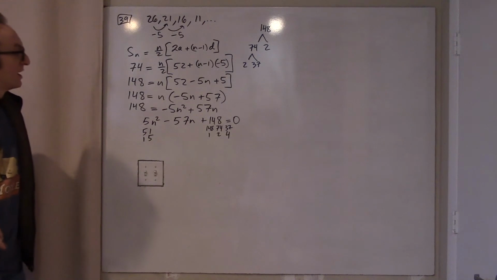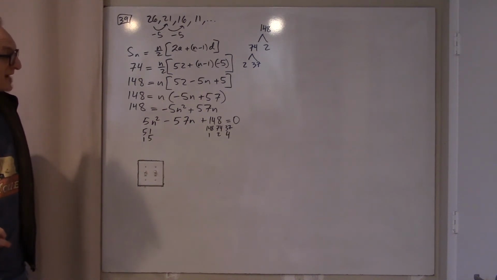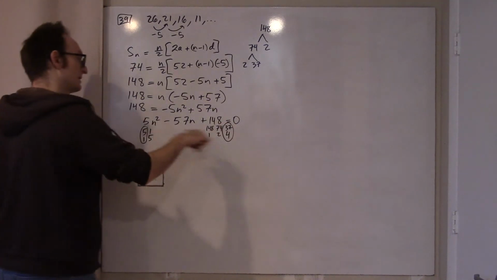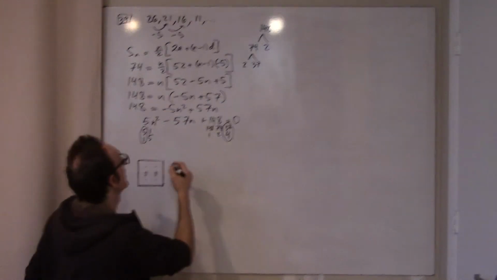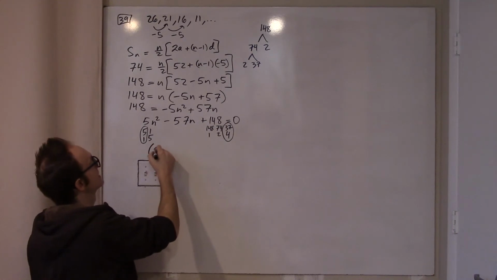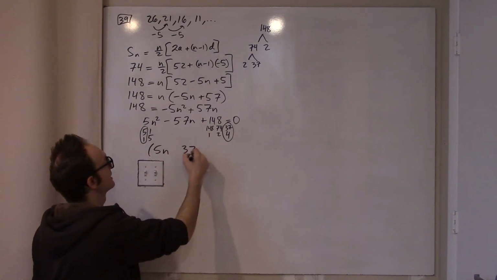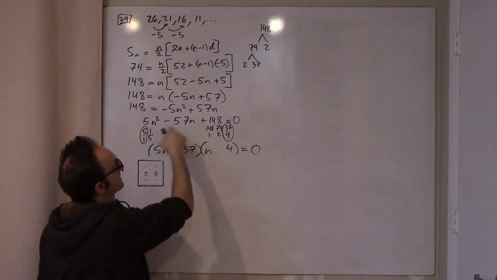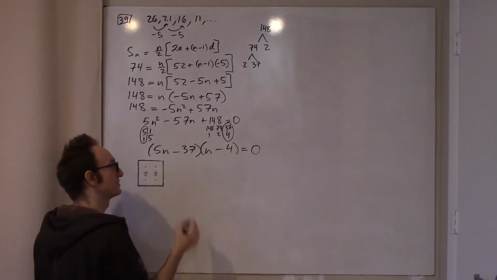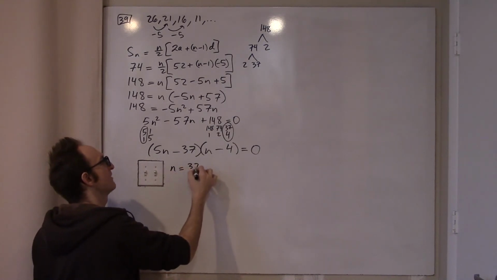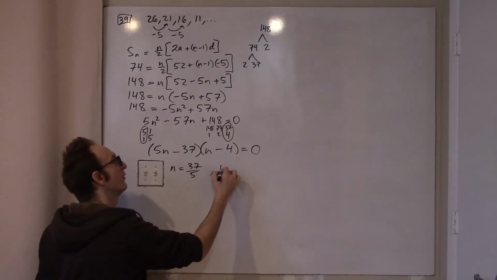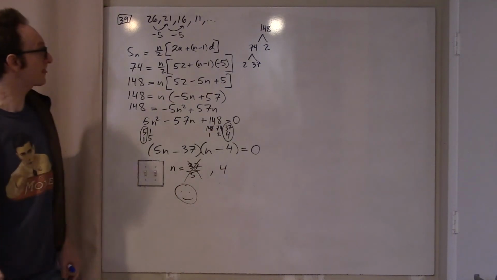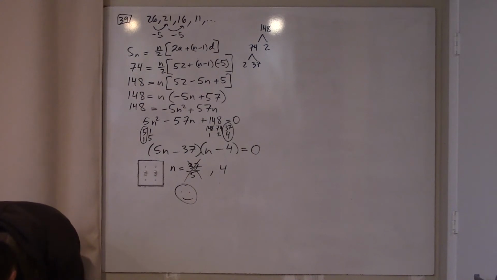I'm looking for factor pairs which add to 57, and I just find it kind of immediately because 20 and 37. So the factorization here is 5n minus 37 and n minus 4, and it's got to be minus minus. This is just algebra 1. So n is 37 fifths or 4, but of course it's not 37 fifths, so it's just 4. Okay, that was page 11.